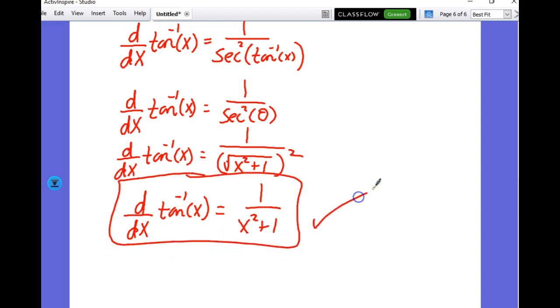And there's that proof. And I'll do one more. We're going to talk about the derivative of arcsecant, and that's it.